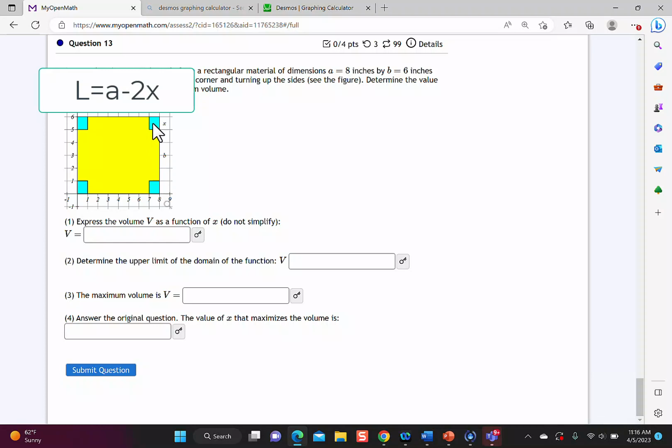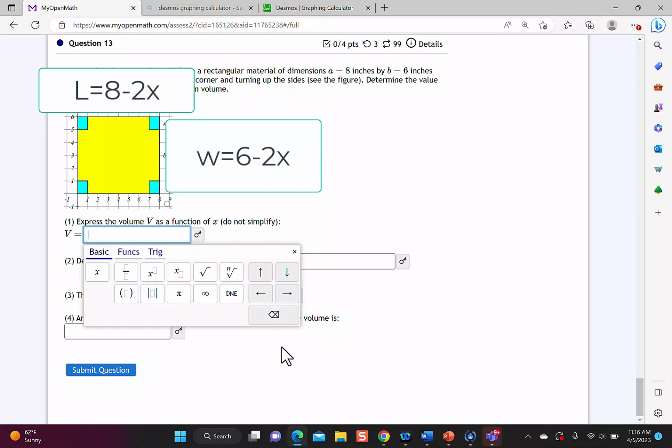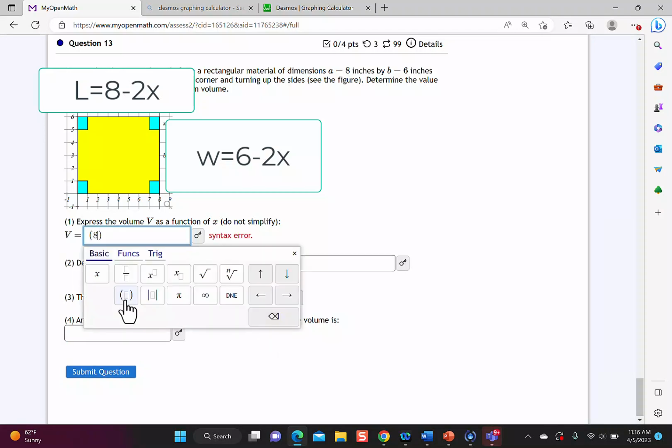Same thing happens when I'm looking at the width B. It used to be B, but now I took away X and now I took away X, so it's B minus 2X. We have values for A and B. A was 8, so I have 8 minus 2X. B was 6, I have 6 minus 2X. And then that height is just going to be X. So when we go to express our volume, we're going to have 8 minus 2X, then we're going to have 6 minus 2X, and then we're going to have X. That'll show us how high we were.